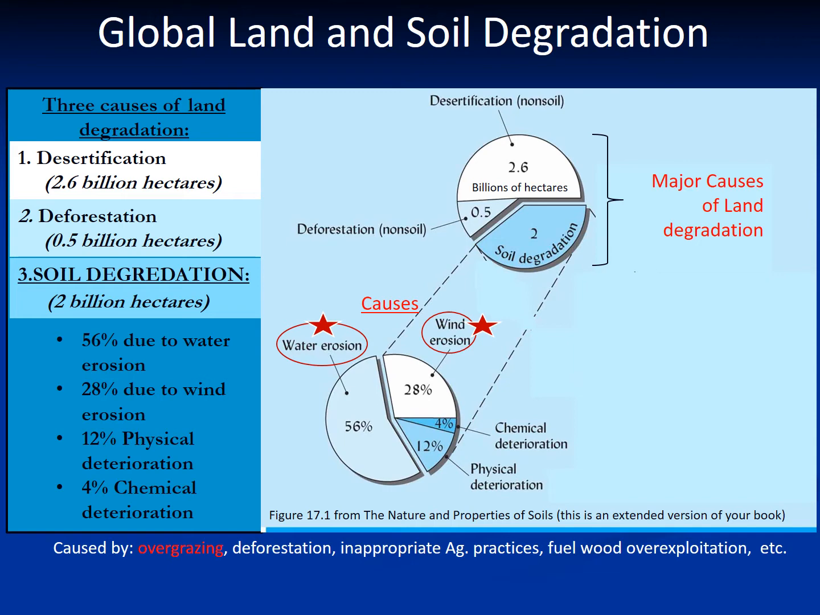These things can be caused by overgrazing, deforestation, inappropriate agriculture practices, fuel wood overexploitation, poorly managed construction sites, anywhere where there's cleared soil that isn't protected from wind, water, or other sources of soil erosion.